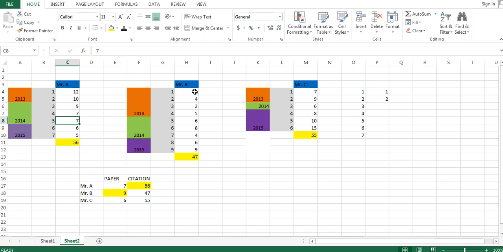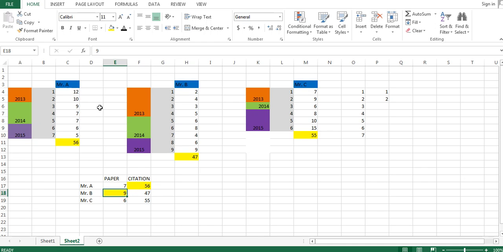Likewise, Mr. B got 47 citations as a whole, and Mr. C 55. So here I just summarize it: Mr. A, Mr. B and Mr. C. This is the total number of papers and this is the total number of citations. So when we talk about the number of citations, we can see Mr. A has got the most citations, that is 56, and Mr. B published the higher number of papers, that is nine papers.